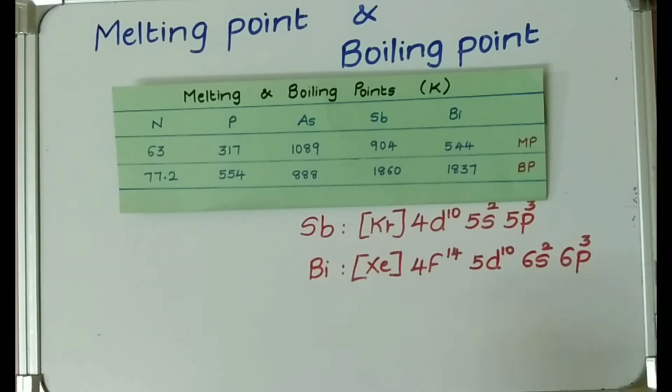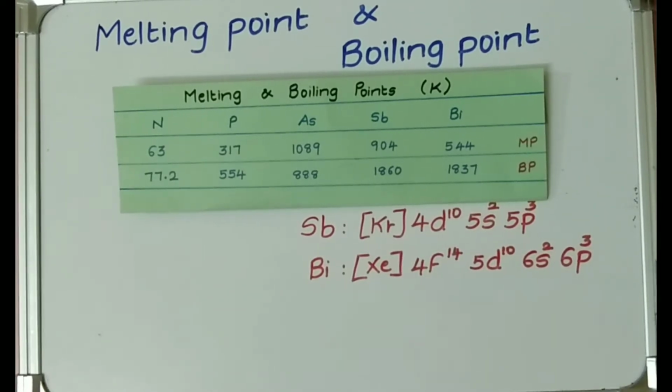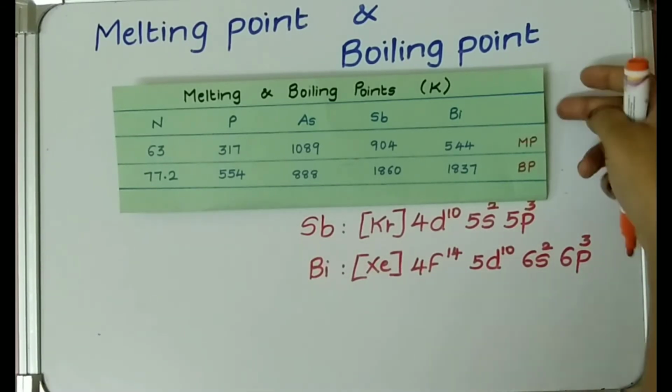But here an exception is also there. Nitrogen to arsenic, melting and boiling point increases, but if you see antimony and bismuth, correct, see the numbers: 904 and 544. So the melting point and boiling point for bismuth is less than antimony. Now what is the reason for this? Why is it less for bismuth than antimony?